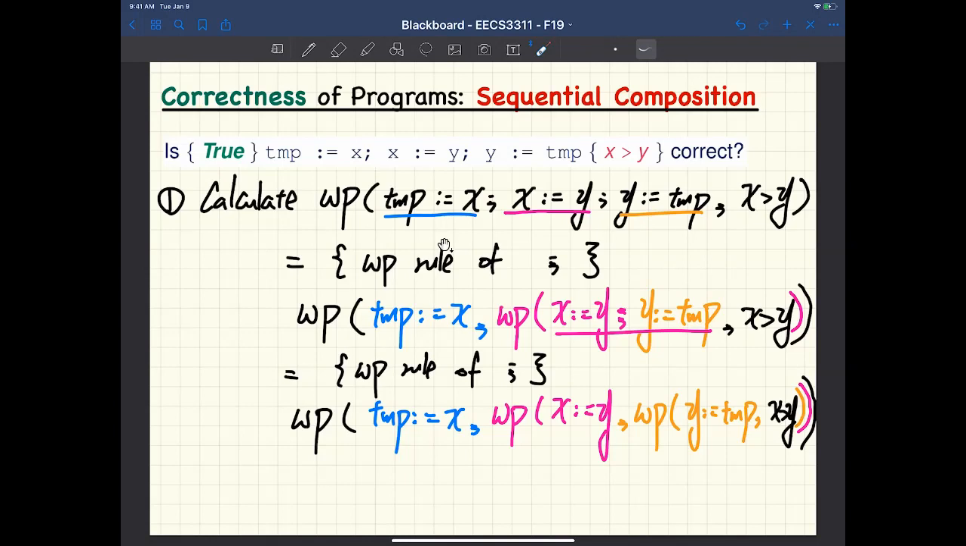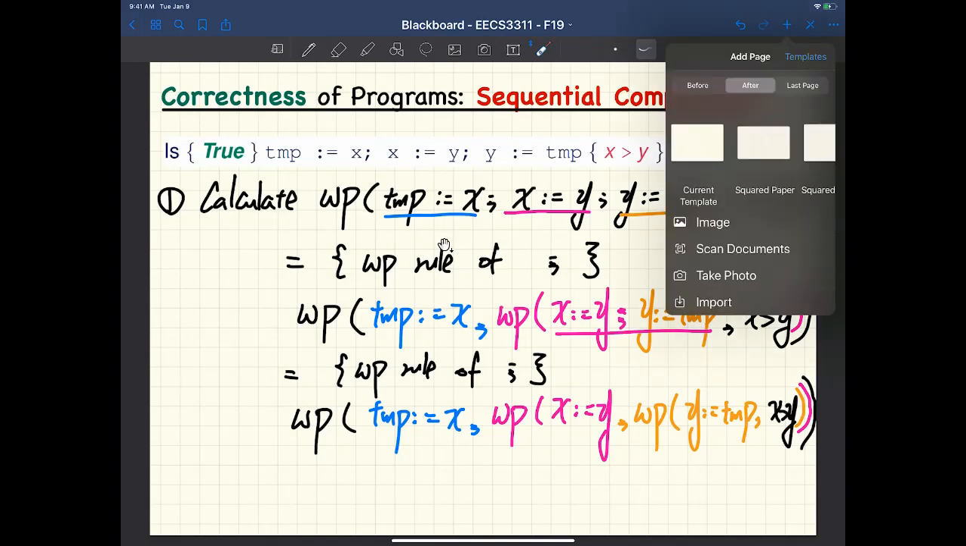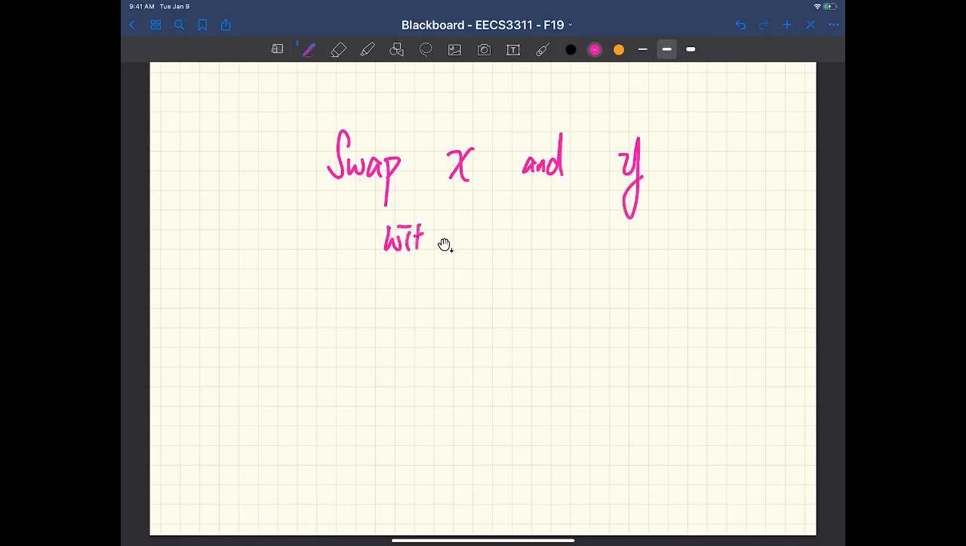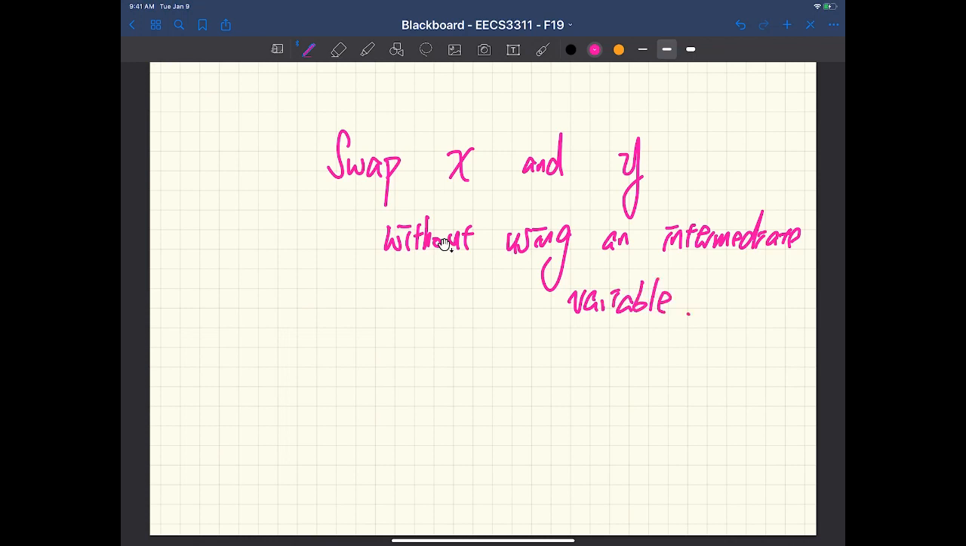Now I want to give you an exercise. One of my students said to me, it's an interview he got for his job. Here's the thing. Let's say I want to swap X and Y without using an intermediate variable. That's the question. Is it possible?